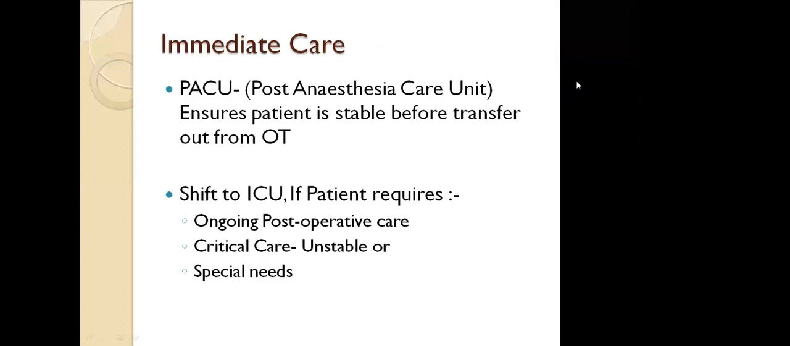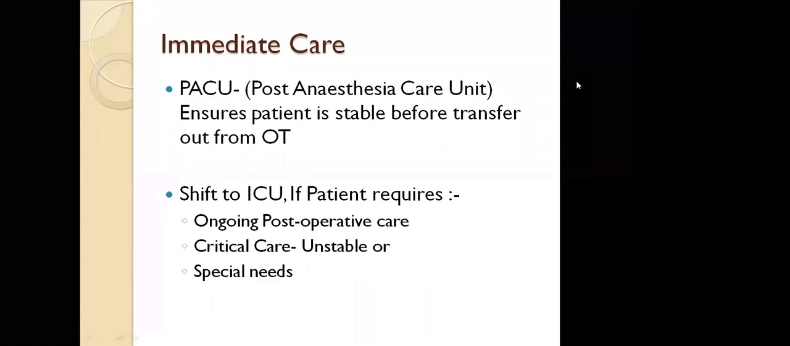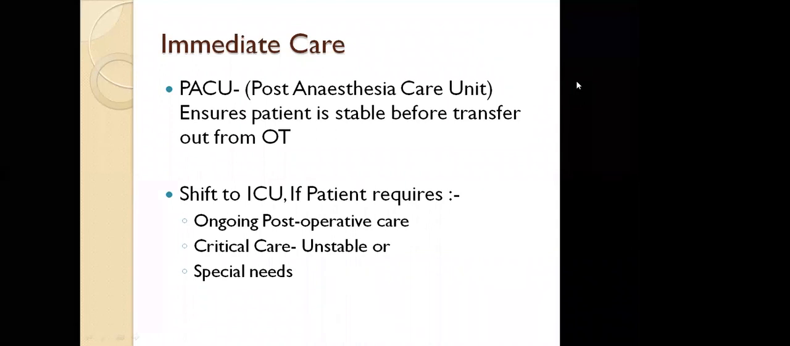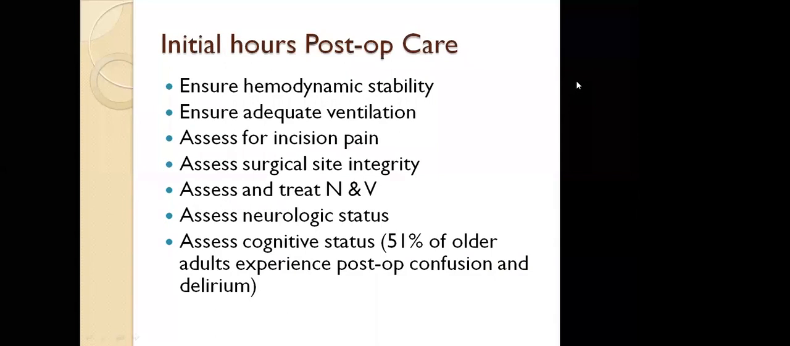In the perioperative care period, we first shift the patient to immediate care, and that is PACU, the post anesthesia care unit. Ensure the patient is stable before transfer out from the OT. That is the area where we keep the patient for a while and observe, and if the patient is fit to shift, then shift from OT to ICU or ward. Shift to ICU if the patient requires ongoing post-operative care, needs critical care, is unstable, or has some special, customized need.